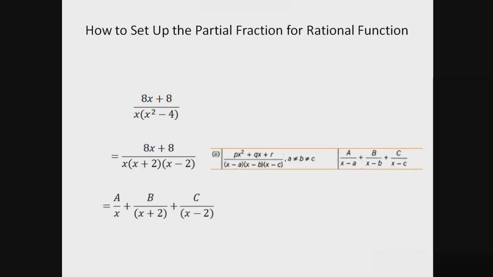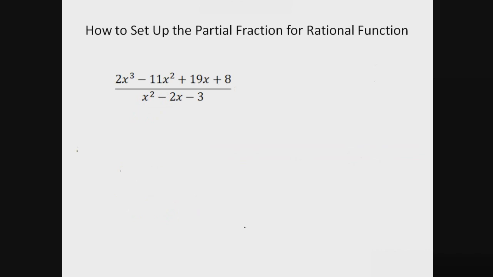Okay, now let's look at another example. This is an improper rational function. Why is it so? It is because the highest degree at the numerator is higher than the highest degree at the denominator. So we know that this is improper, and we can't directly use the partial fraction table for this improper rational function. For this case, we have to do long division to reduce the numerator, and it will become a proper rational function. So let's do the long division first.